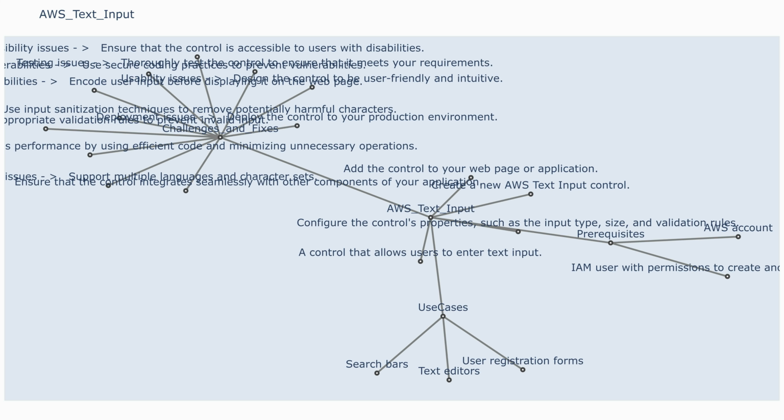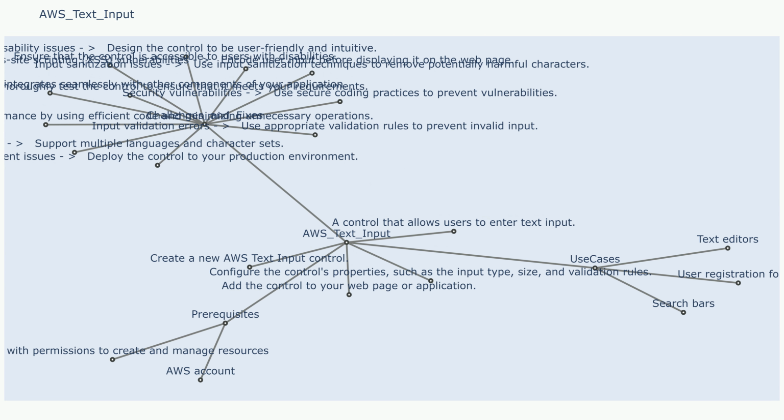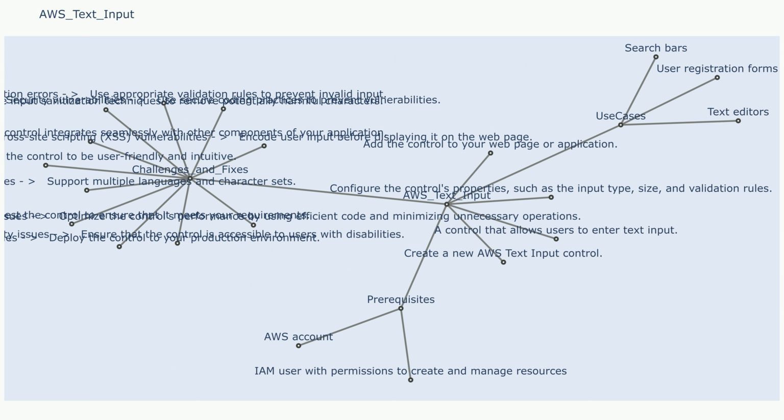AWS Text Input. Description: a control that allows users to enter text input. Prerequisites: an AWS account and a user with permissions to create and manage resources. Use cases: user registration forms, search bars, text editors. Steps: create a new AWS text input control.